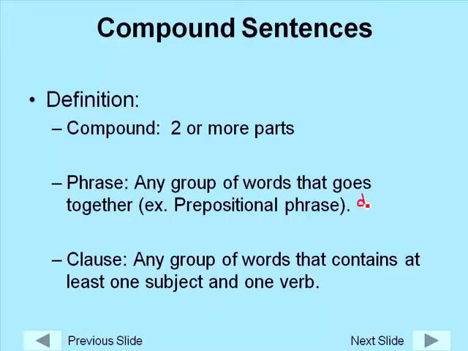So a phrase does not contain a subject or a verb. And the reason why I want to point that out is that I'm making a contrast between a phrase and a clause, which is a group of words that does contain at least one subject and one verb. So the difference between a phrase and a clause is that a phrase doesn't contain a subject and verb, while a clause does.